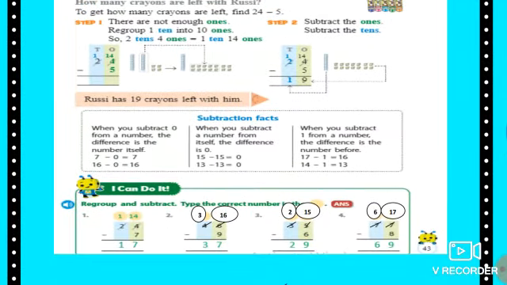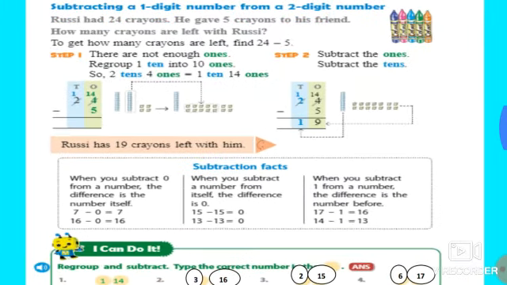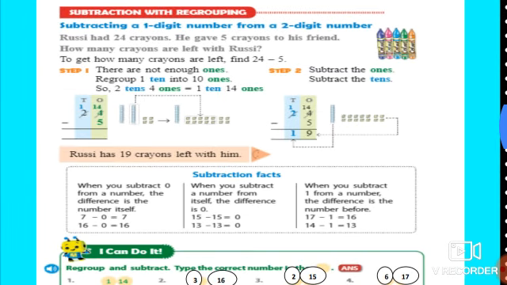Now there are some subtraction facts on page number 43, students. Read it out with me and understand it. The first fact is, when you subtract 0 from a number, the difference is the number itself. It means whenever you subtract 0 from a number, for example, 0 from 7, that is 7 minus 0, we will get the same number from which we were subtracting, that is 7. So 7 will be the answer.